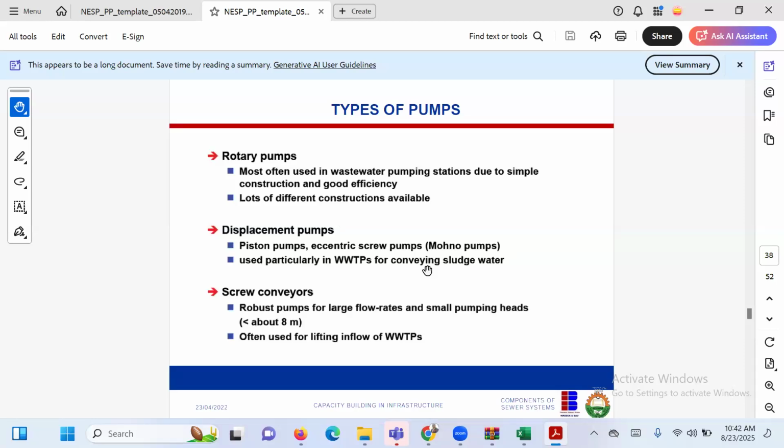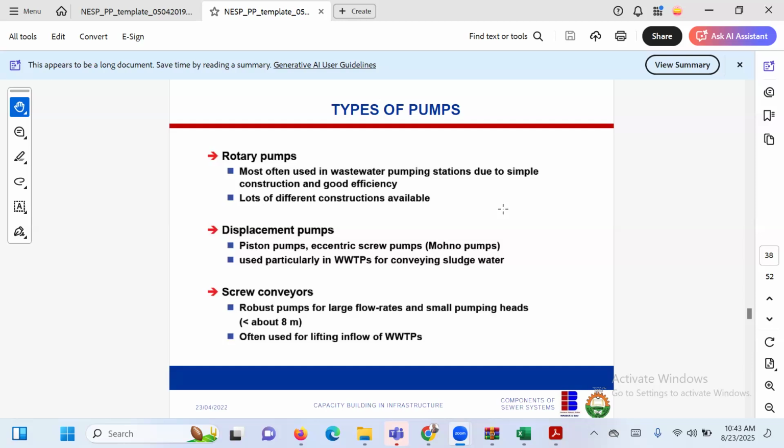The other one again has a lot of shapes. So the advantage again is that it can come in different shapes. Then we have the displacement pumps, which come in the form of piston pumps, eccentric pumps, and so on. Used particularly in wastewater treatment plants for conveying sludge water. Displacement pumps are used for conveying sludge water, especially in biogas plants.